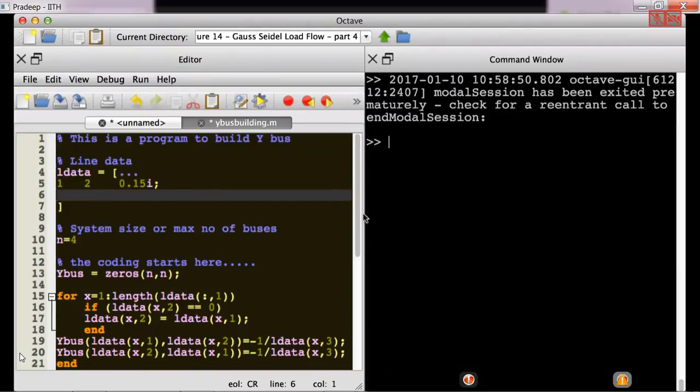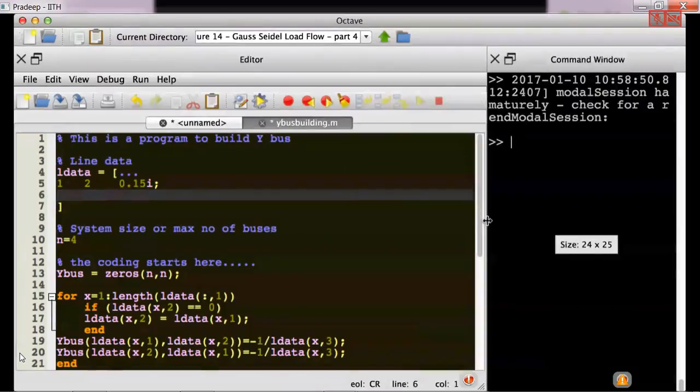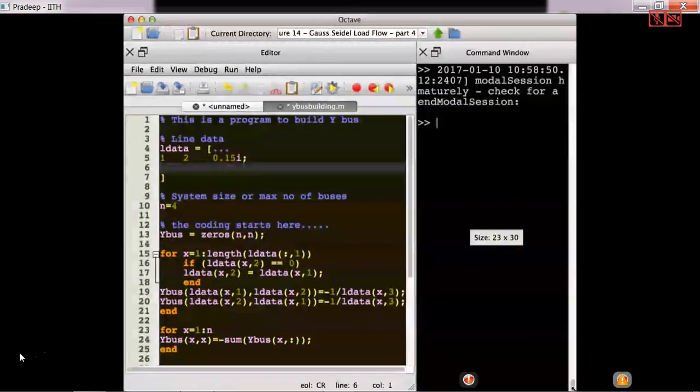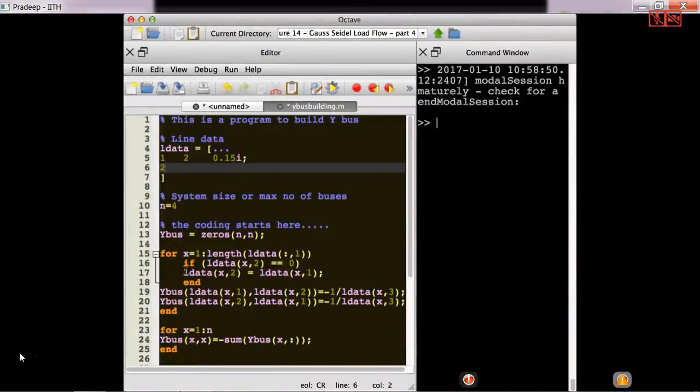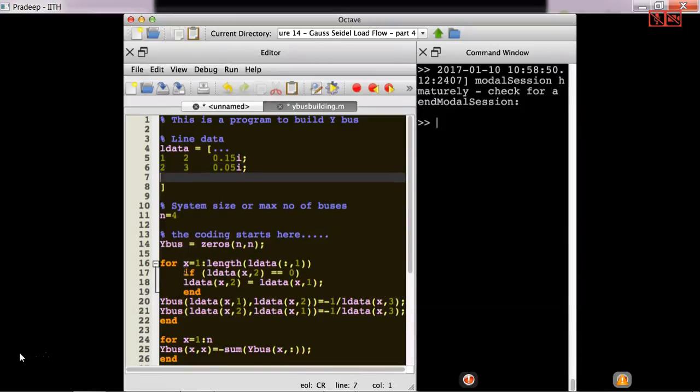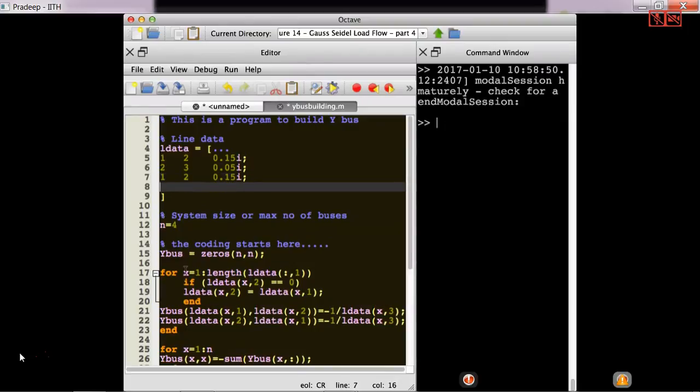Then the next bus, let me just resize the window so that you can see it more clearly. The next is between 2 and 3, and the impedance is j0.05. The next is between again 1 and 2, and the impedance is j0.15. This we have done in the last class, the data.